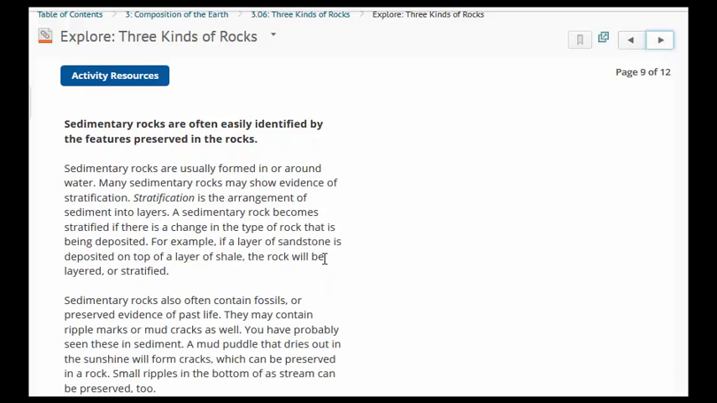Organic means once living. Sometimes sedimentary rocks have a pattern that looks like stripes. We call it stratification. It just means that it's formed in layers. So make sure you know that stratification is when sedimentary rocks are formed in layers. It kind of looks like stripes.